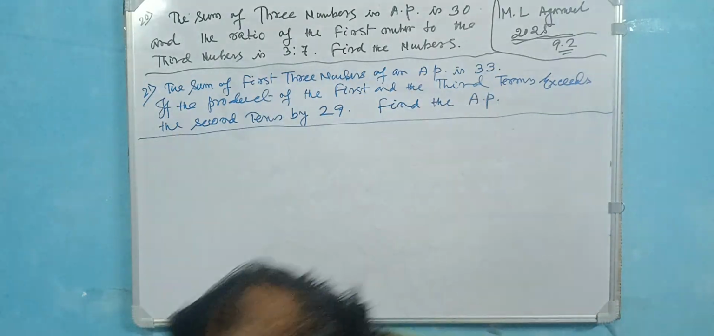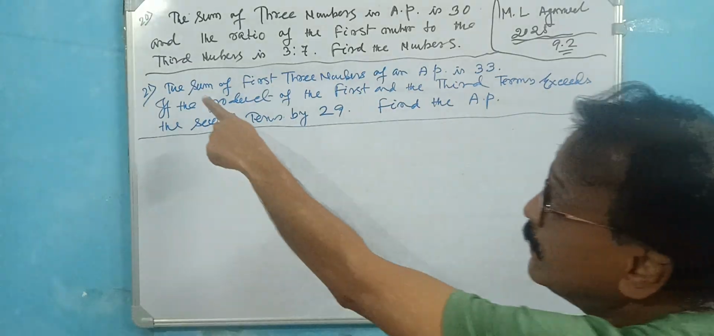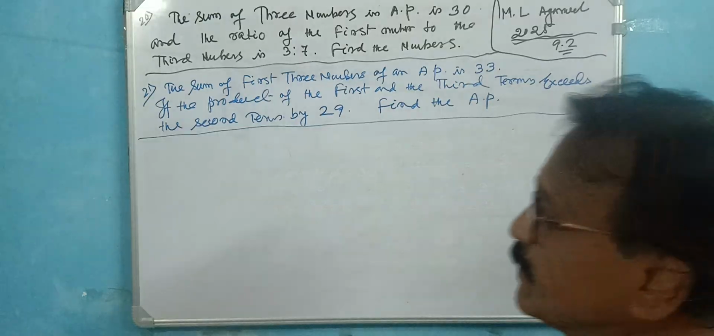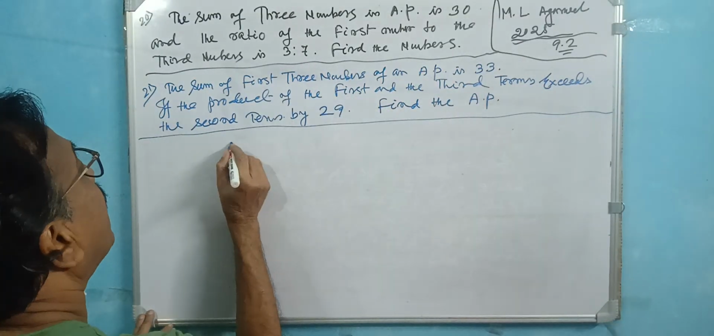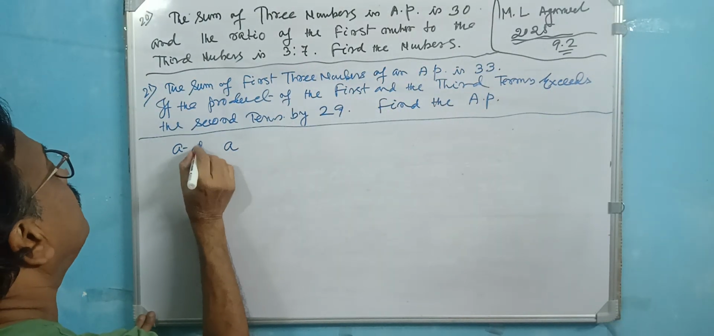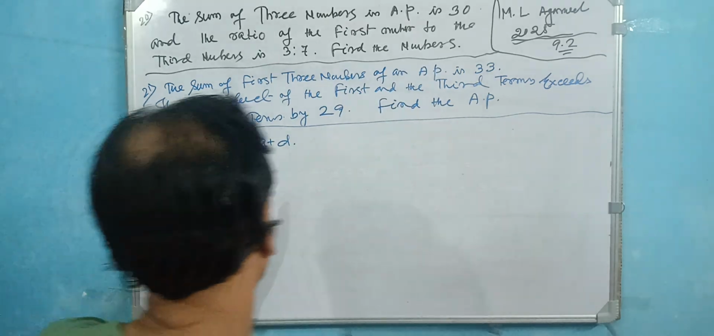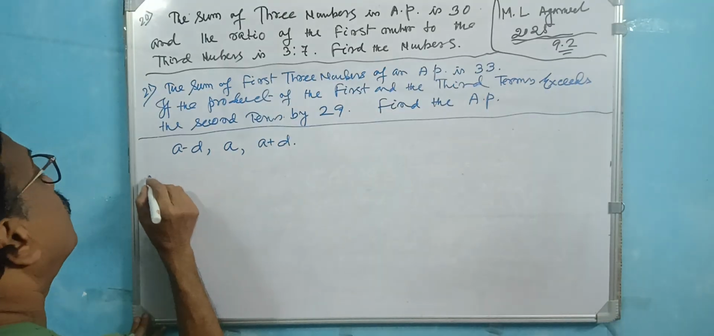Now the next sum: the sum of the first three numbers. Same thing. Sum of the first three numbers. So this is A, this is A minus D, and this is A plus D. No problem. This is the middle term. This is A. The common difference is D.